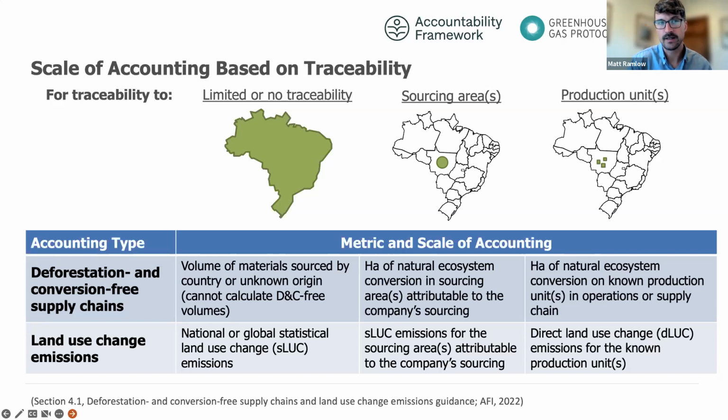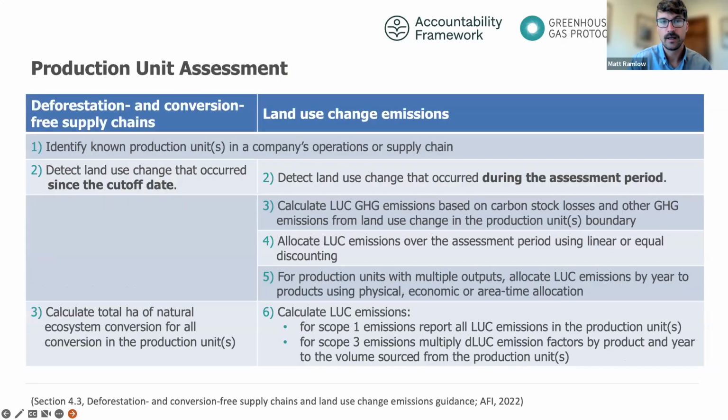So moving on to the next slide, we'll explain a little bit of the stepwise process that companies would go through to do this assessment, both on the D-free or the land use change side. I think the first step, as I was alluding to, is to identify if you have known production units and the traceability that's needed back to those. This would be the same for both deforestation-free and land use change emissions.